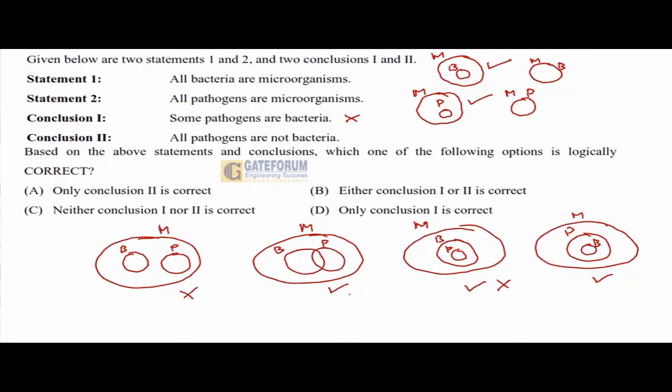All pathogens are indeed not bacteria. Here also all pathogens are indeed not bacteria. And here also all pathogens are not bacteria. It would be right. But in this case, you see it is proving to be wrong. So naturally I will say this is also a wrong statement. So the answer would be neither conclusion 1 nor 2 is correct. And hence I will pick this particular option.